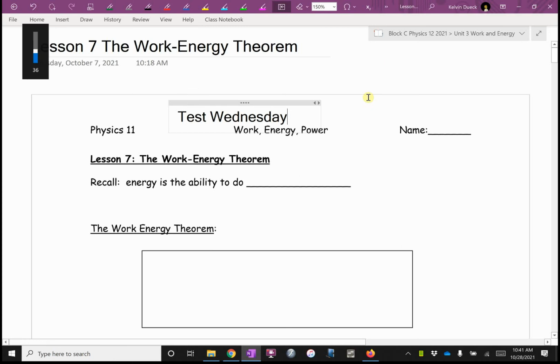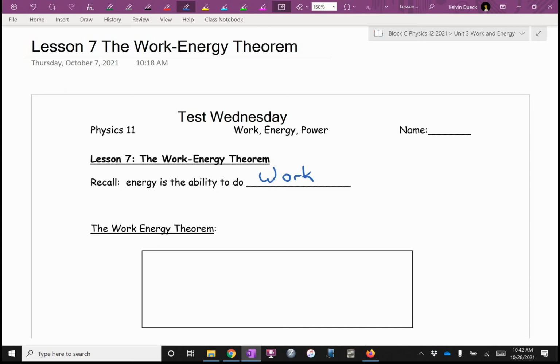Lesson 7. This kind of ties everything together. This is the work-energy theorem. First of all, we defined energy as the ability to do what? So energy was the ability to do work. And what did we define work as? What was work equal to?